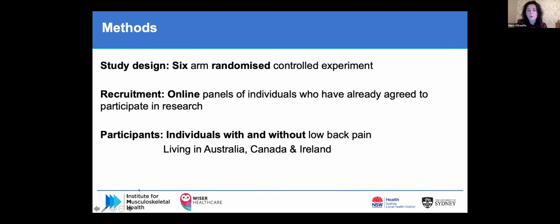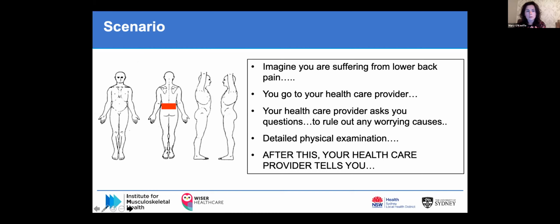So it can be tricky to try and identify if a word you use influences somebody with back pain. So the way this is generally done in other fields is you give them a scenario. So you give them an example of them having back pain and going to the clinic. So the scenario we gave them was like this. We gave them a picture of somebody with back pain. We said, imagine you are suffering from an episode of back pain. You go to your healthcare provider, and we named some healthcare providers. We named massage therapist, we named physio, we named chiropractor, doctor. Your healthcare provider asks you some questions to rule out any worrying causes. So we're trying to create a credible clinical scenario. And then we talk them through a detailed physical exam. And after this, the healthcare provider tells you.